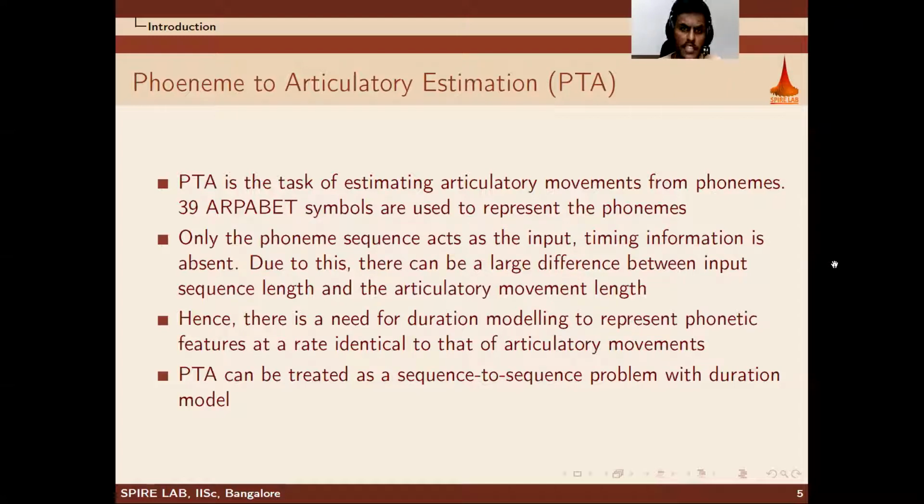PTA is the task of estimating articulatory movements from phonemes. We use 39 alphabet symbols to represent the phonemes. Here, only the phoneme sequence acts as the input. Timing information is not present. Due to this, there can be a large difference between input sequence length as well as the articulatory movement length. Hence, there is a need for duration modeling to represent phonetic features at a rate identical to that of the articulatory movements. So PTA can be treated as a sequence-to-sequence problem with a duration model.